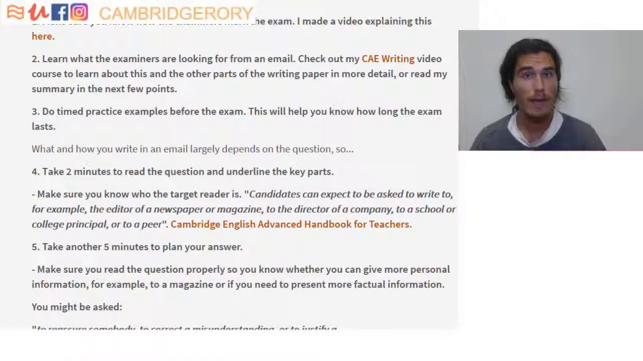Okay, so quick recap. Step number 1, make sure you know how the examiners mark the exam. Step number 2, what are the examiners looking for from an email?